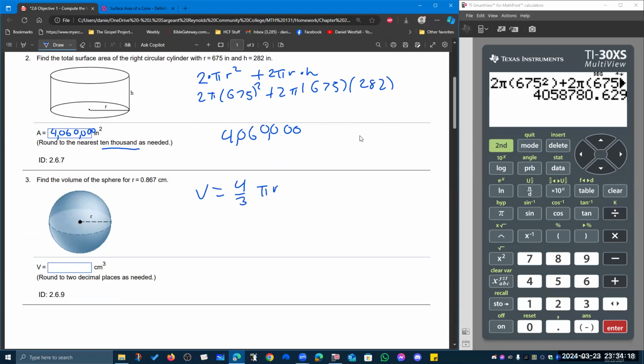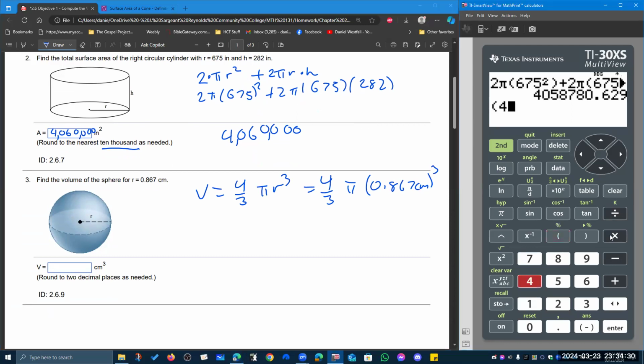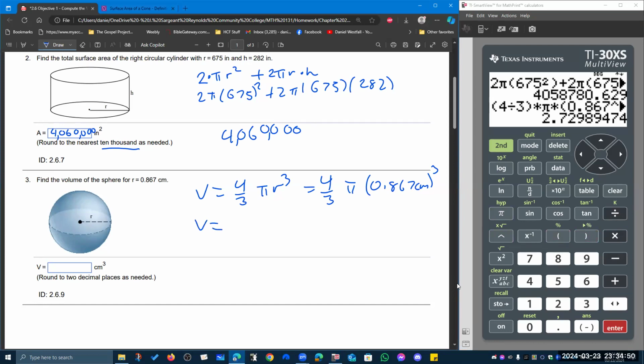The volume of the sphere, 4/3 pi r cubed, is for a radius of 0.867 centimeters. So 4/3 times pi times 0.867 raised to the third power. V is going to be equal to, rounded to 2 decimal places, 2.73 cubic centimeters.